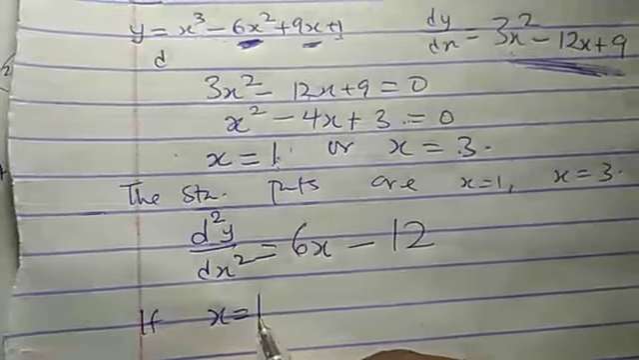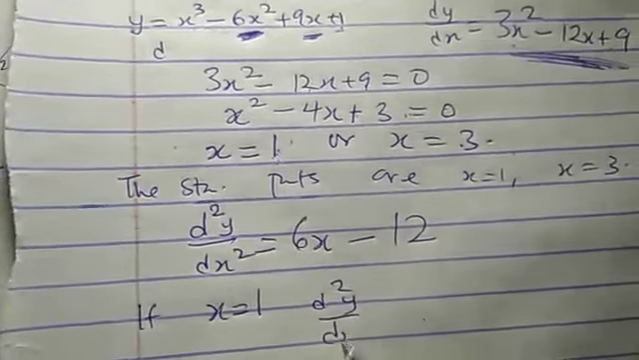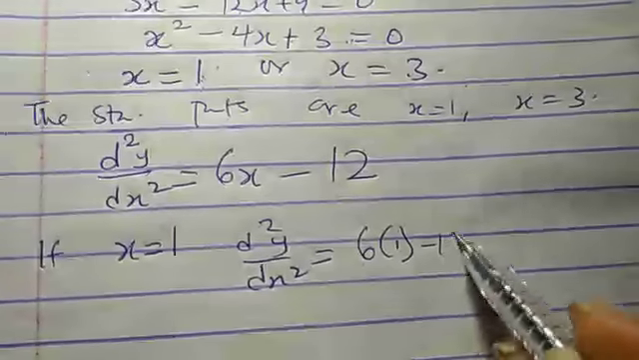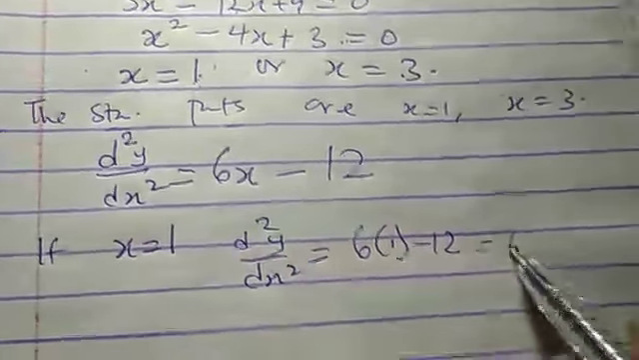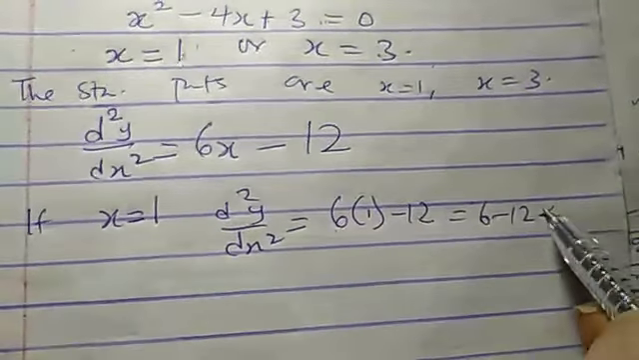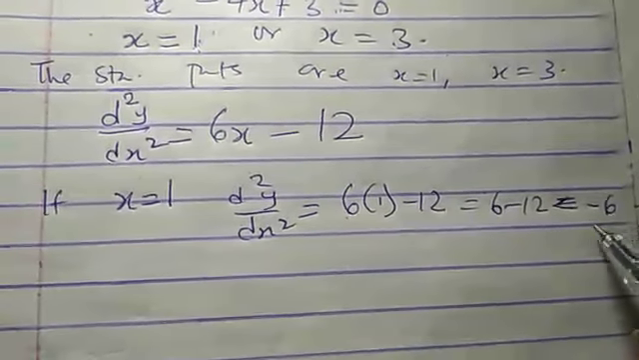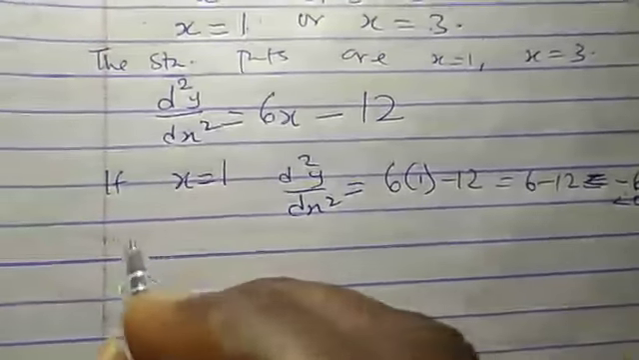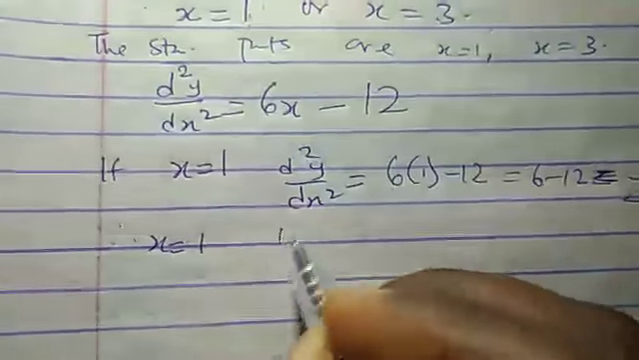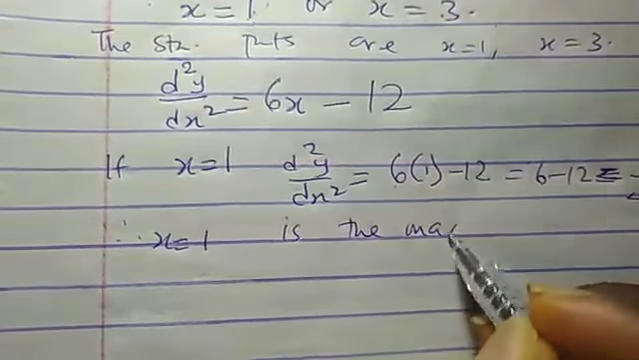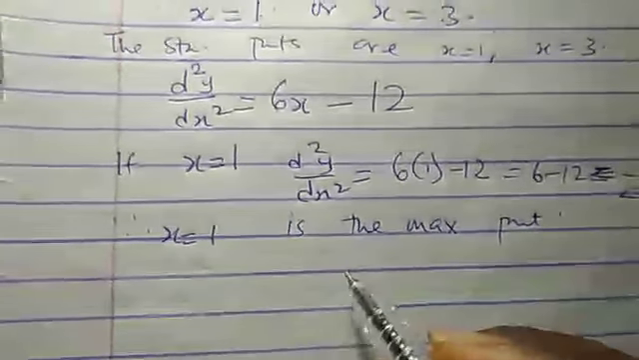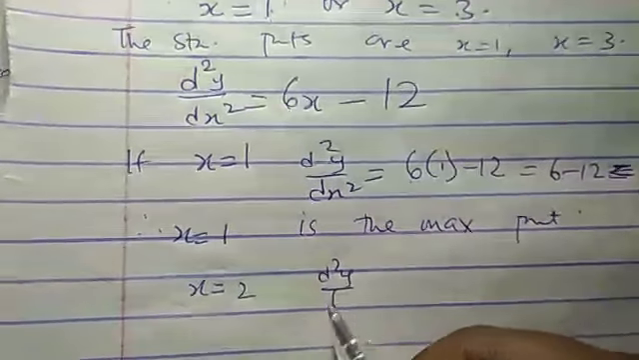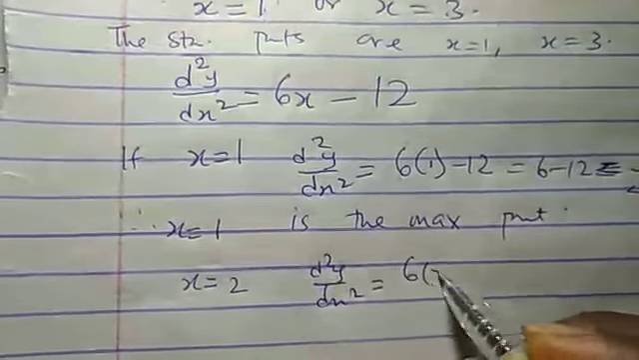I'll start by saying if s is 1, d squared y over dx squared is equal to, anywhere I see s, I'll put it as 1. This is 6 into 1 minus 12. This is 6 minus 12. This is equal to minus 6. This is less than 0. So you observe that we have negative here. Therefore, I will say that s is equal to 1 is the maximum point.